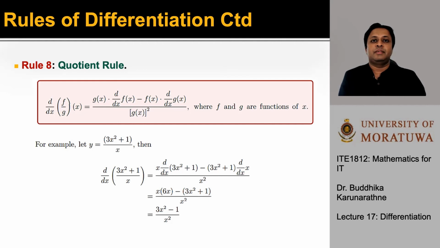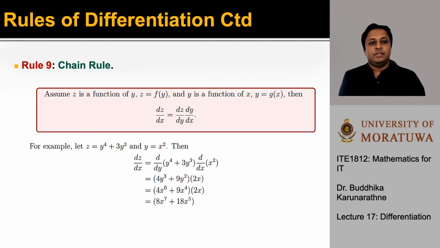So it becomes x times 6x minus (3x squared plus 1), all over x squared. Eventually, when you do the simplification, you will get (3x squared minus 1) over x squared. So this is how you apply the quotient rule. Whenever you are given a quotient, a division of two functions, you have to apply the quotient rule of differentiation.